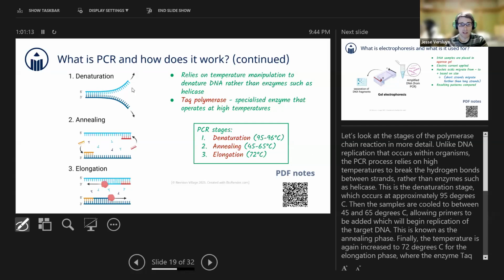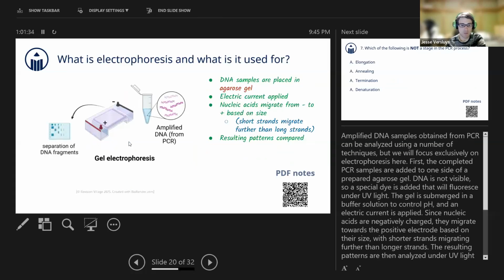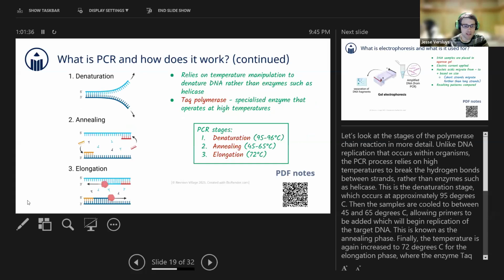And then we get our annealing phase, where things cool down a little bit. The denaturation stage happens at a very high temperature, close to 100 degrees Celsius. Our annealing stage happens much lower, almost half of that, maybe 45 to 65 degrees Celsius. That is where the primers are added. We can see that the primers are being added right here. And our nucleotides are starting to be added, but first we need DNA polymerase, or our Taq polymerase, to be useful here. This is where our specialized enzyme really comes into play.